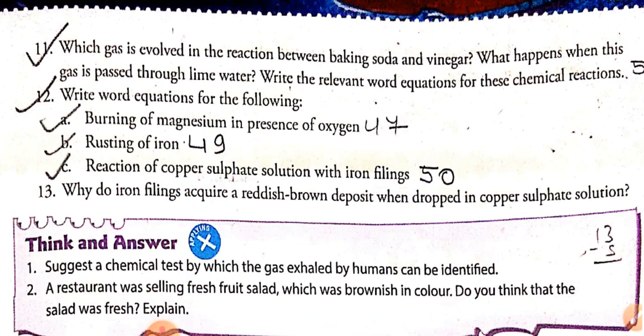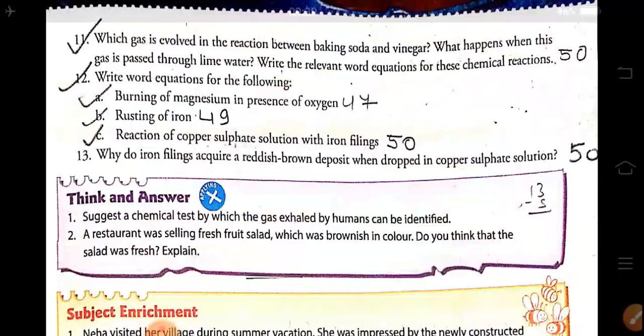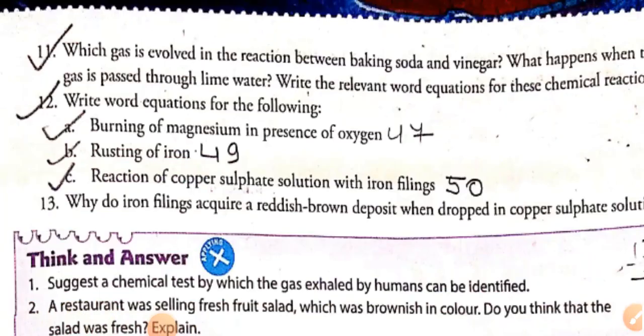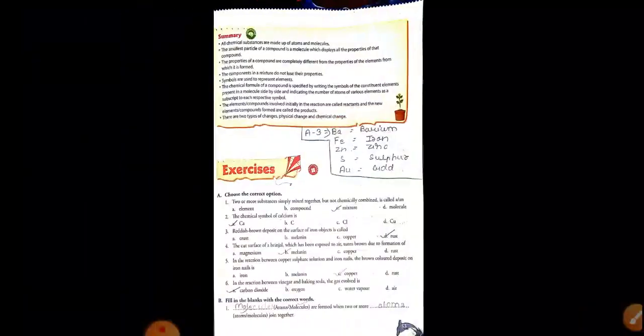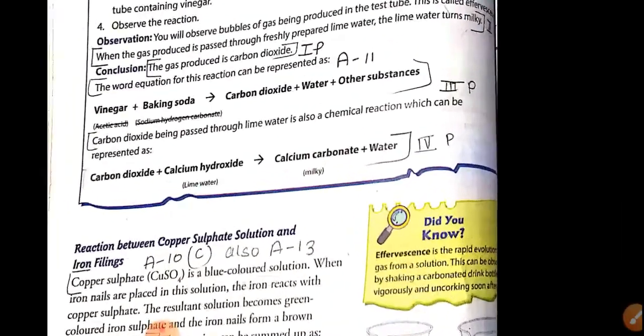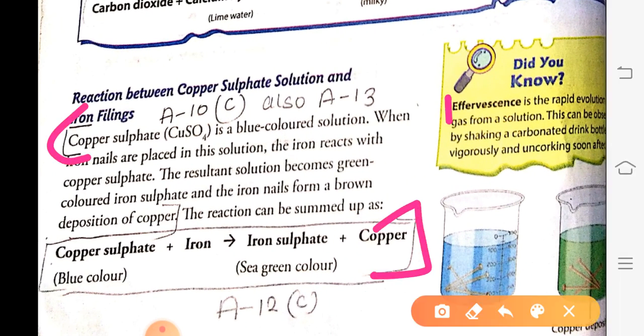Next, the last answer. Why do iron filings acquire a reddish brown deposit? This answer is the same as answer number 10 C. So you will write this answer. For the 13th answer you will write from here, copper sulfate, till this equation. This is your answer number 13.